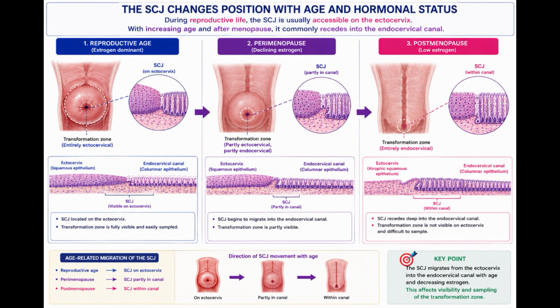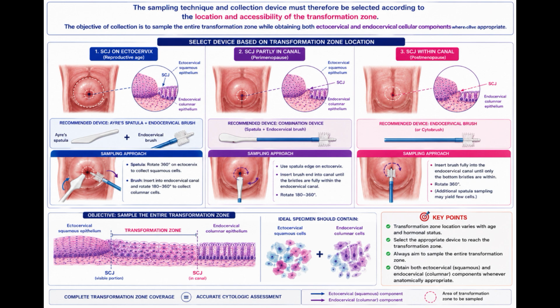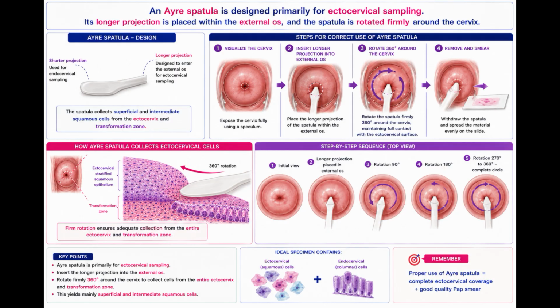The position of the SCJ changes with age and hormonal status. During reproductive life, it is usually accessible on the ectocervix. With increasing age and after menopause, it commonly recedes into the endocervical canal. The sampling technique and collection device must therefore be selected according to the location and accessibility of the transformation zone. The objective of collection is to sample the entire transformation zone while obtaining both ectocervical and endocervical cellular components where anatomically appropriate. An Ayre spatula is designed primarily for ectocervical sampling.